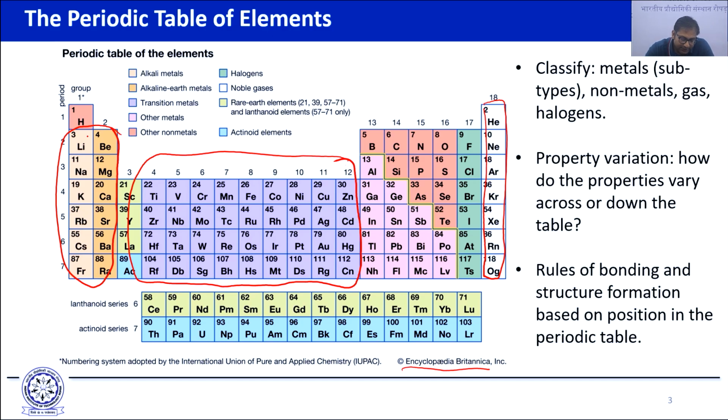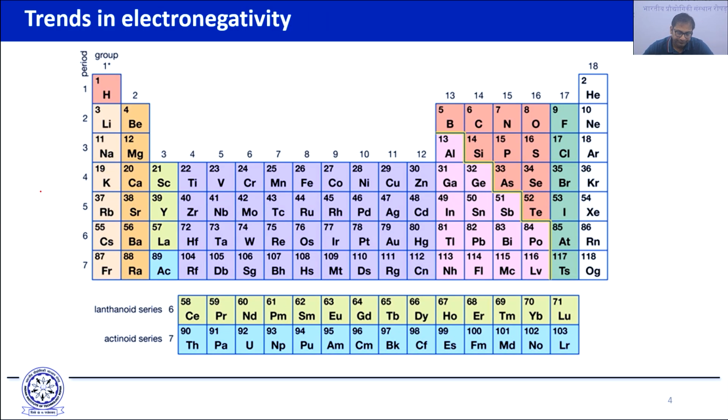In the case of the transition metal elements, the electronegativities are not that extreme. Usually on this side of the periodic table, you have a fairly high electronegativity, and on this side of the periodic table, you have got fairly low electronegativity. So if we understand this periodic variation of properties, we can understand the rules of bonding and the rules of structure formation based on the periodic table.